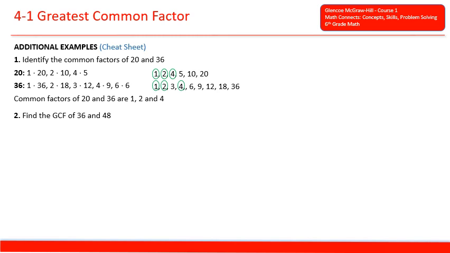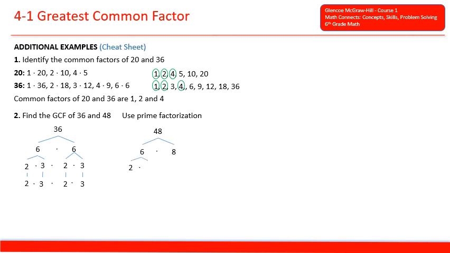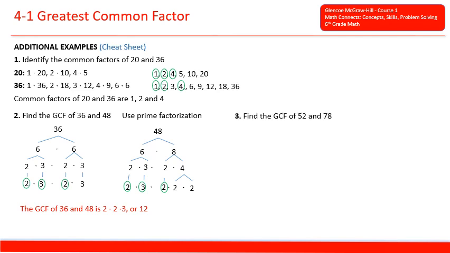And number 2, find the GCF of 36 and 48. Use prime factorization. So for 36, we get 6 times 6. Factor the 6 out, factor the other 6 out, and we get 2 times 2, 2 times 3 times 2 times 3. For 48, we're going to do 6 times 8, factor the 6, we'll factor the 8, bring those down, then we'll factor the 4, and now we'll circle the common factors. And the GCF of 36 and 48 is 2 times 2 times 3, or 12.